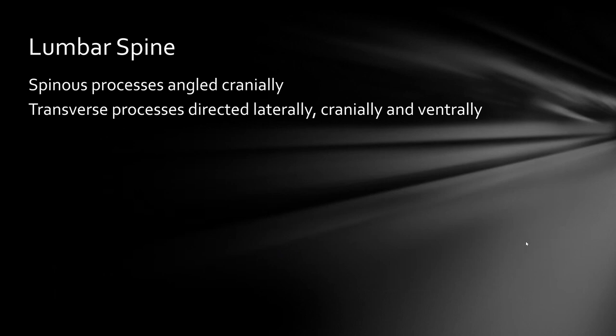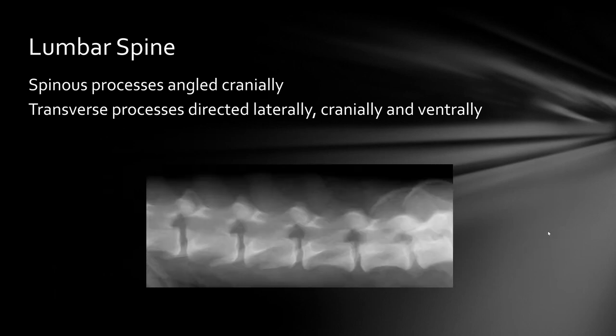They are long and skinny and elegant, and kind of stretched out, so much longer than they are high. In the lumbar spine, the spinous processes dorsally are generally angled cranially, so they don't change anymore. And then we have transverse processes that, on this perfectly straight view, are superimposed between left and right, and they are directed laterally, cranially, and ventrally.